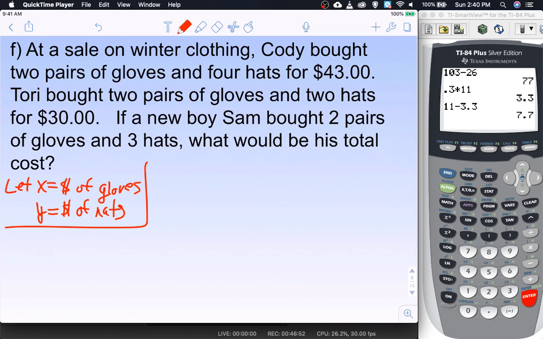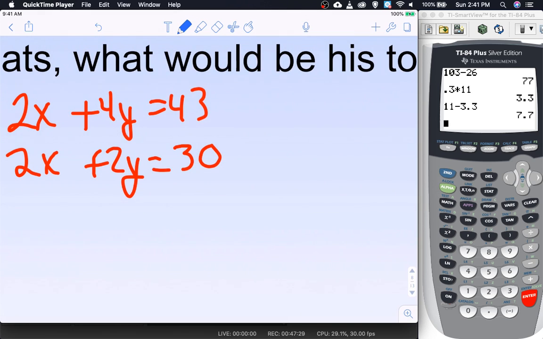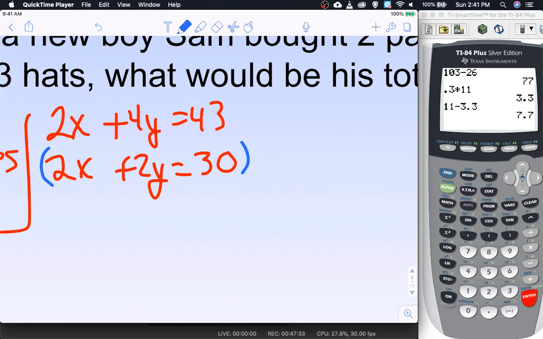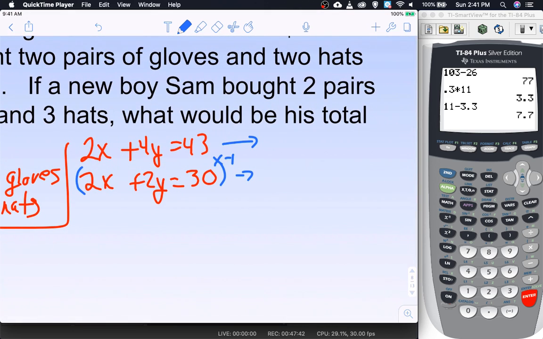My equations. For Cody's situation, he bought 2 gloves and 4 hats for $43. Tori bought 2 gloves and 2 hats for $30. So now, if we solve this system of equations, we can find how much the gloves and hats cost. It says here, if a new boy Sam bought 2 gloves and 3 hats, what would be his total cost? I don't know. Let's figure it out. So to solve this system of equations, I am going to multiply my bottom equation by -1. I'm going to make my x's eliminate. So that gives me 2x plus 4y equals 43 up top, -2x minus 2y equals -30 down below.